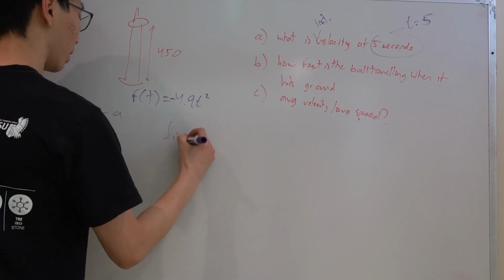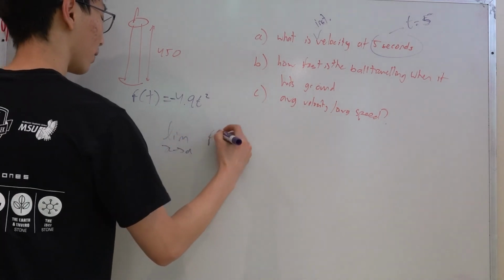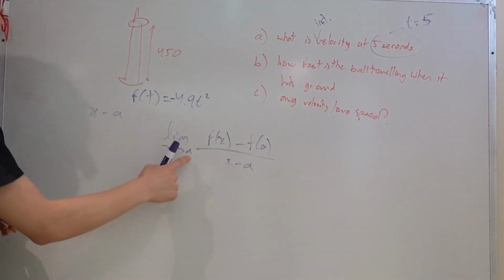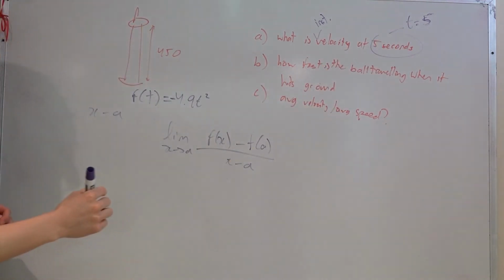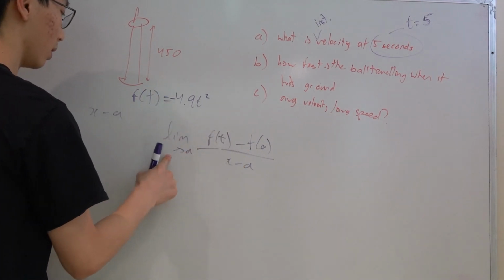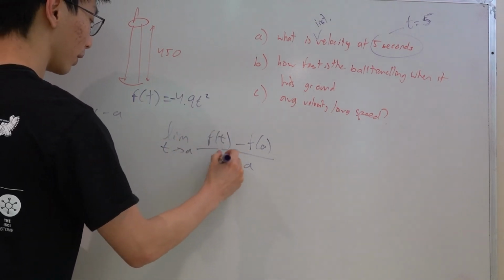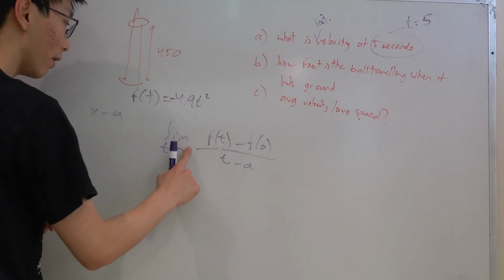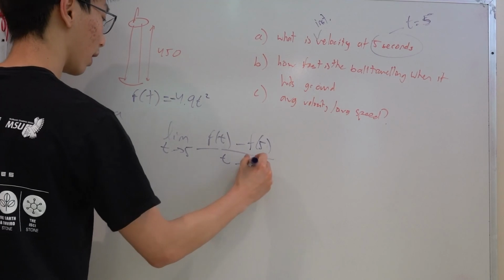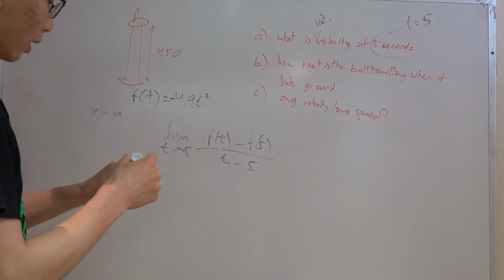So, limit as x approaches a of f of x minus f of a, but in this situation a is equal to 5, right? Because we're looking at t equals 5. So I should probably put a t instead of an x. Yeah, that would make more sense with the variables. So our a is 5, so we'll put 5, 5, and 5, okay?